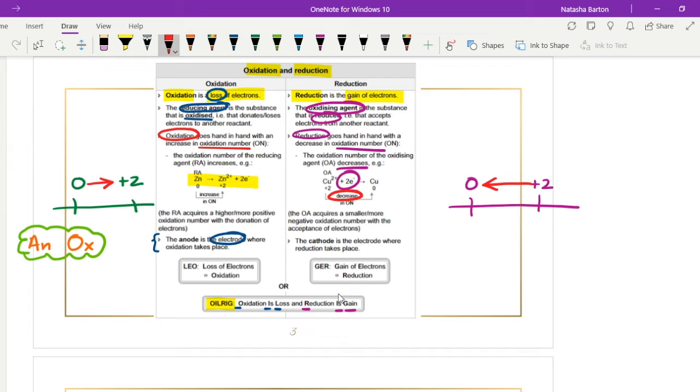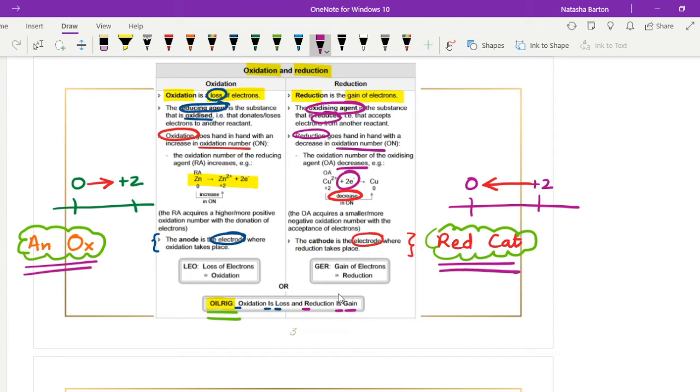We find that inside of our electrolytic cells, reduction takes place at the cathode. So how you're going to remember this is red cat. Reduction takes place at the cathode. So far, the things that you need to remember is oil rig, oxidation is loss, reduction is gain. You need to remember an ox, oxidation takes place at the anode, and red cat, where we say reduction takes place at the cathode.